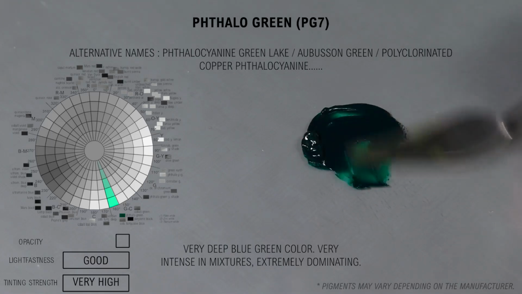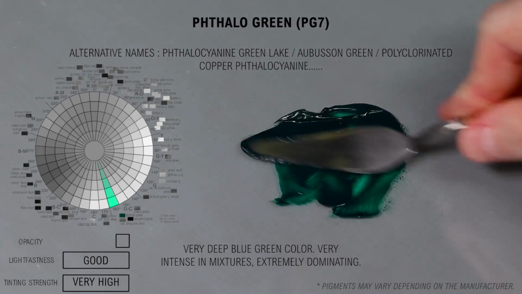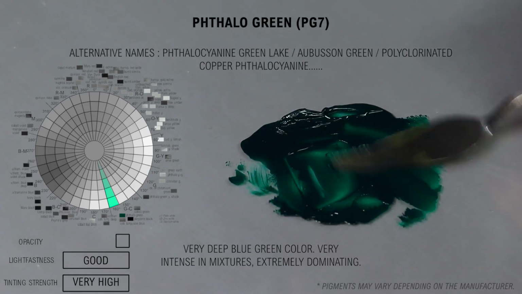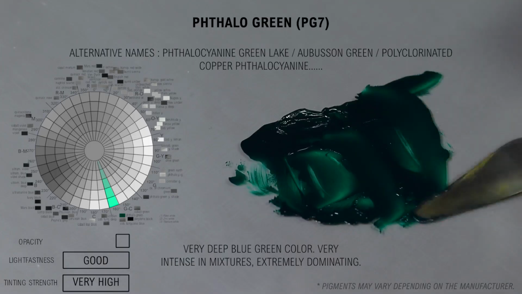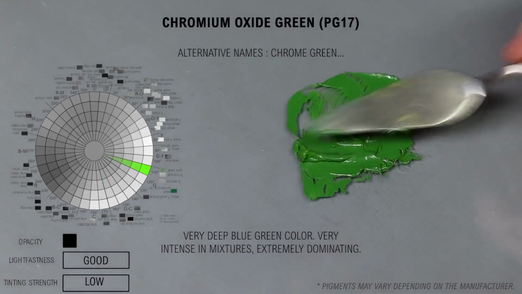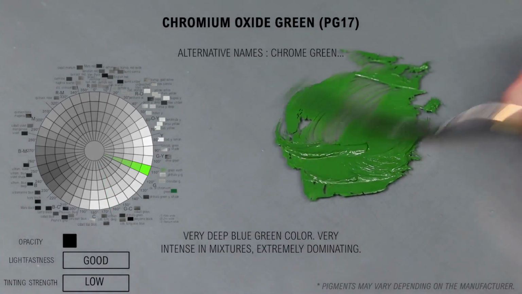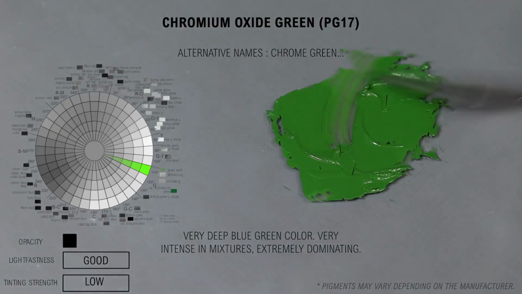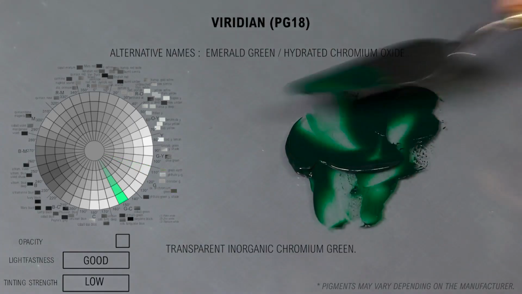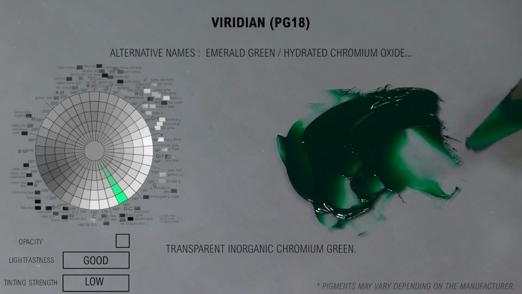Phthalo green is a very deep blue-green color, very intense in mixtures and extremely dominating, maybe the most powerful pigment. Chromium oxide green is a dull yellowish green used in army camouflage. It is very good for foliage. Viridian is a transparent inorganic chromium green. It's a transparent green that's sometimes called emerald green.